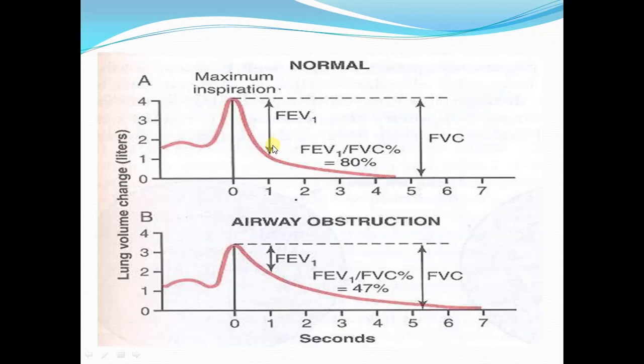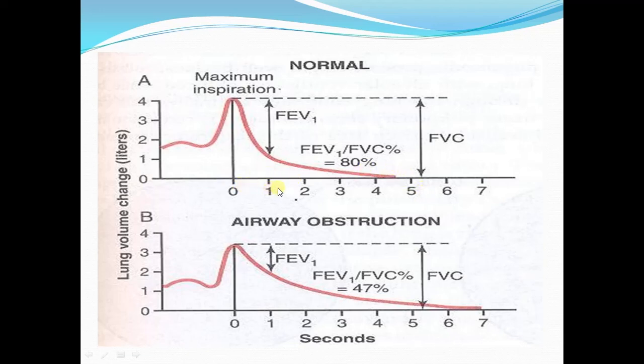Now this is the graph of FEV1 to FVC ratio in a normal person and in a person with airway obstruction. The upper one is forced vital capacity and FEV1 to FVC percentage in a normal person, and this is recorded from a person with airway obstruction. Now we are going to look at these one by one.